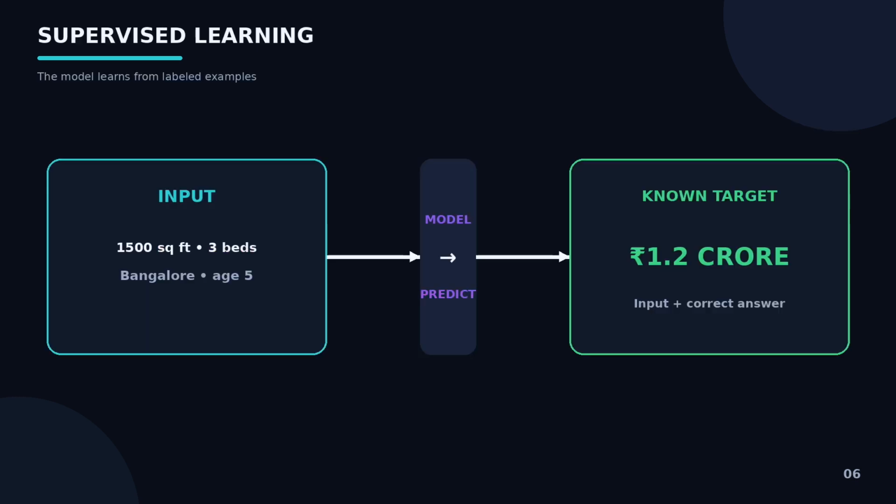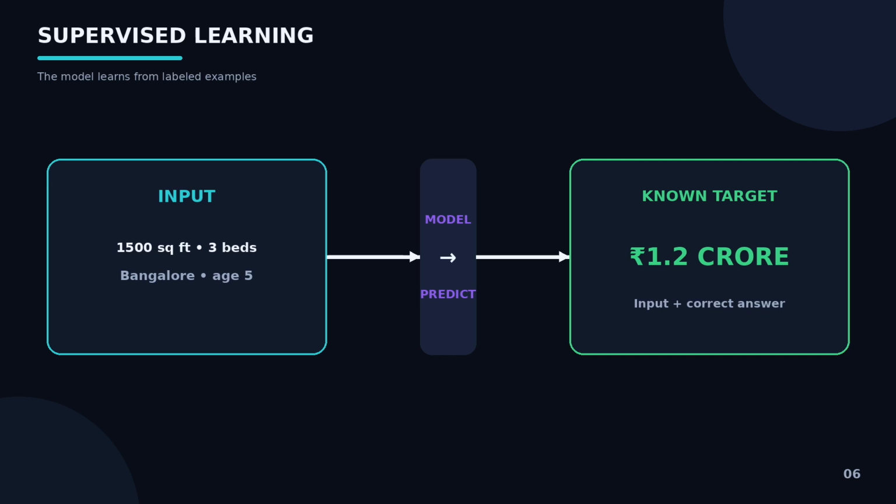Let's start with the most straightforward type, supervised learning. The word supervised gives us an important clue. The model is learning under supervision because we provide examples where the correct answer is already known. For example, suppose we are building a house price prediction model. We might give the model house area, number of bedrooms, location, age of the property, and the corresponding actual house price. The input is the information about the house, the target is the known price.